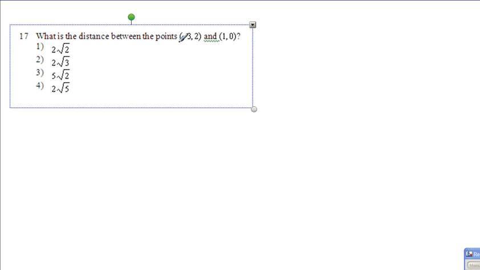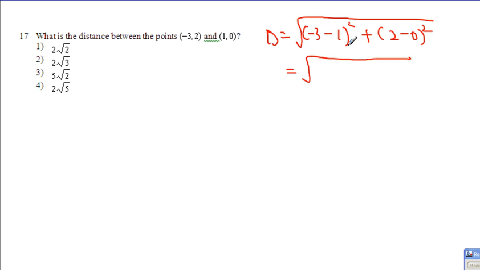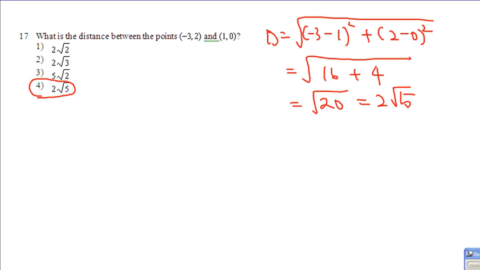Alright, for the distance between these two, we can use the distance formula if you want. Then we end up getting negative 3 minus 1, x2 minus x1 squared, plus 2 minus 0 squared. Then we end up getting negative 4 squared, which is equal to 16, plus 2 squared becomes 4, which gives the square root of 20, which when you simplify, we get 2 square root of 5. So our final answer will be choice 4.